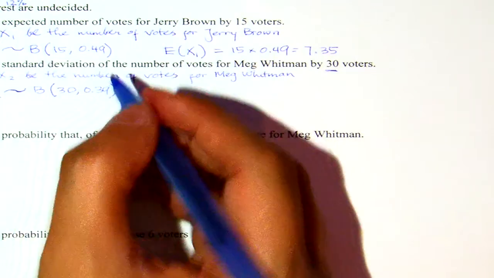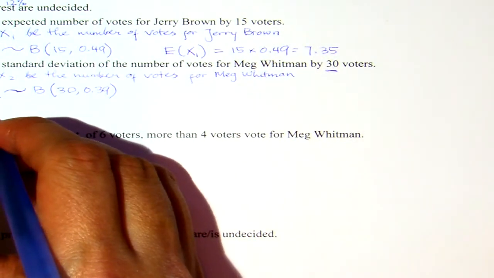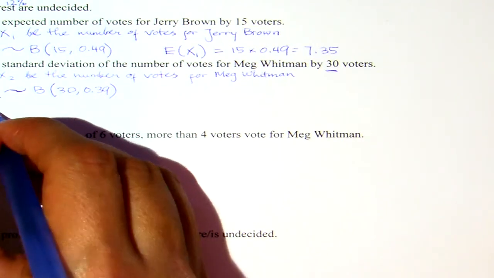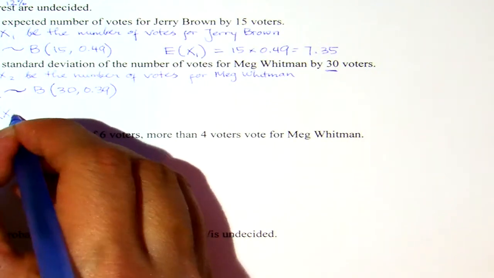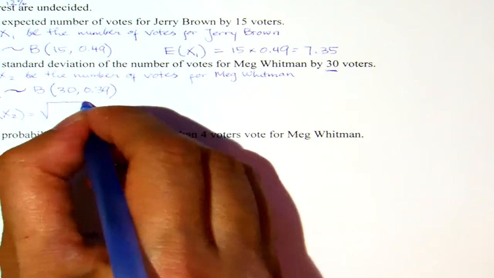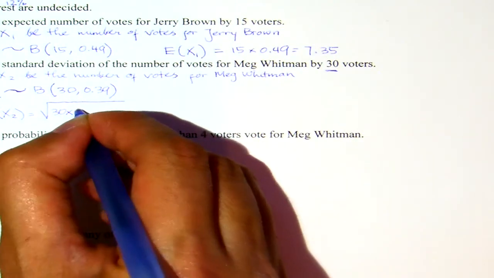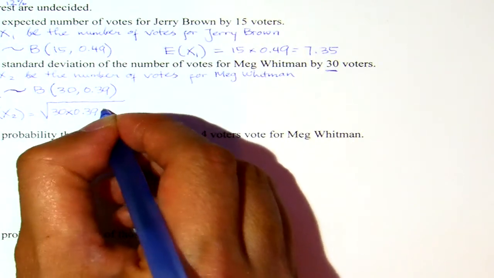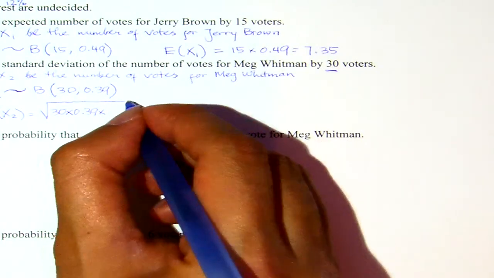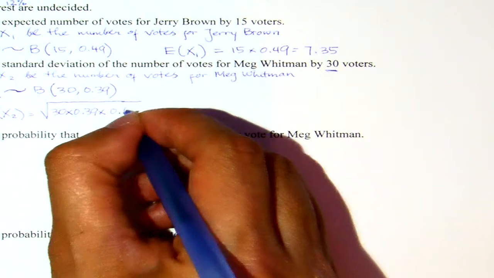Now the standard deviation of this random variable, the standard deviation of the number of votes for Meg Whitman, in this case will be denoted by sigma x2, which, since it is binomially distributed, is given by the square root of n times p times q: the square root of 30 times 0.39, that's the p. The q will be 1 minus the p, which is 0.61.